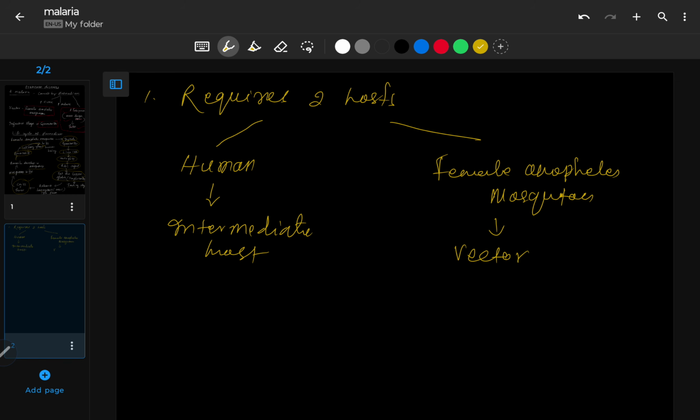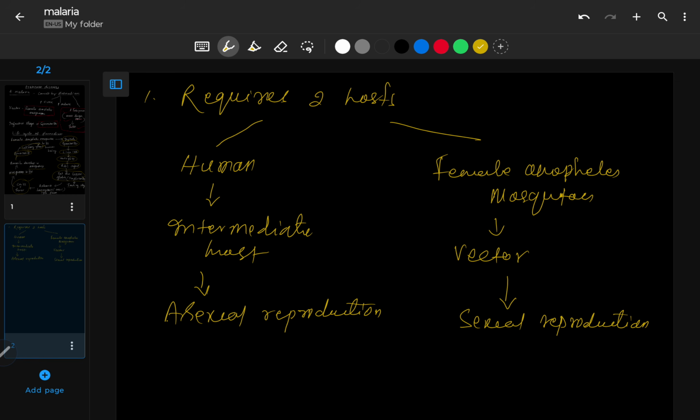So in the human body, it completes its asexual reproduction. In the mosquito body, it completes sexual reproduction. So its life cycle includes 2 phases, that is sexual and asexual phase. The asexual phase takes place in the human body, and the sexual phase takes place in the mosquito.